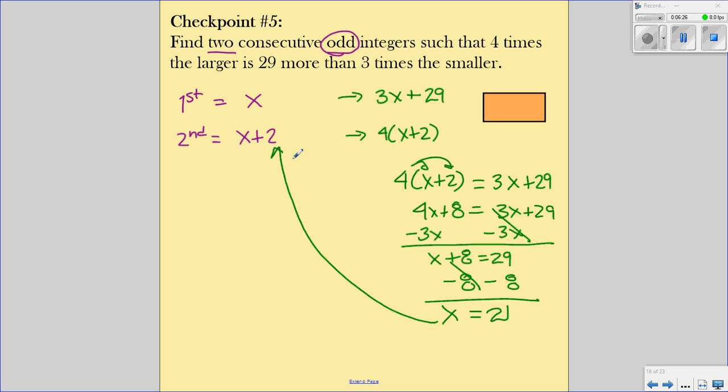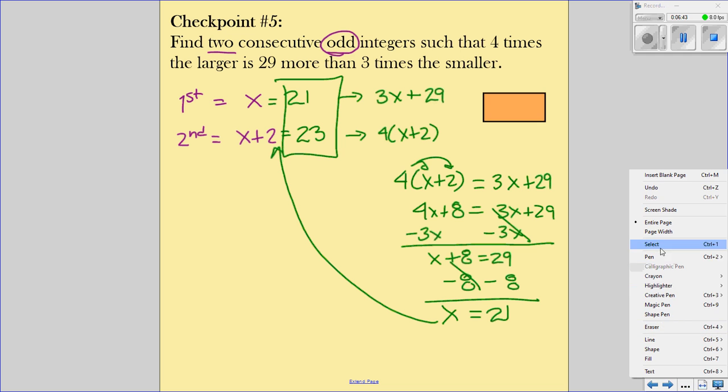So you go back up to here, not this. This is what's to set up the equation. You go back to what your let statement was, and then this would be 21, and then this will be 23. And you got your odd. That's your answer. Your odd numbers.